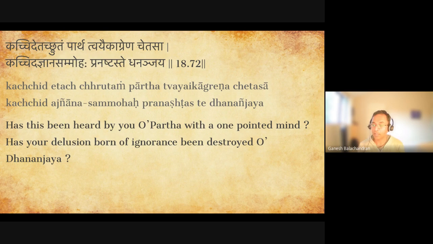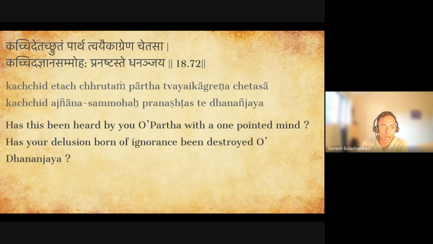The last shloka that Bhagavan is speaking. Kaschid etat shrutam Partha tvayaikagrena chetasa, kaschid ajnana sammohaha pranashtaste Dhananjaya. Has this been heard by you, O Partha, with a one-pointed mind? Has your delusion born of ignorance been destroyed, O Dhananjaya? Kaschid means, is it, a question mark, basically. Etad shrutam, this has been heard by you, O Partha. Partha refers to Arjuna. Tvayi, by you. Ekagrena chetasa, with a one-pointed mind.